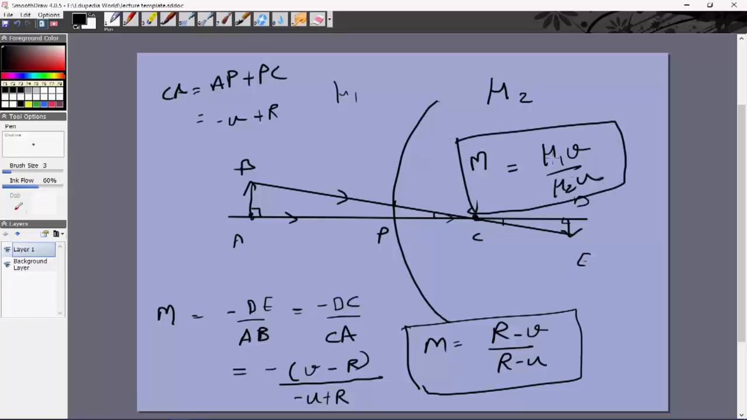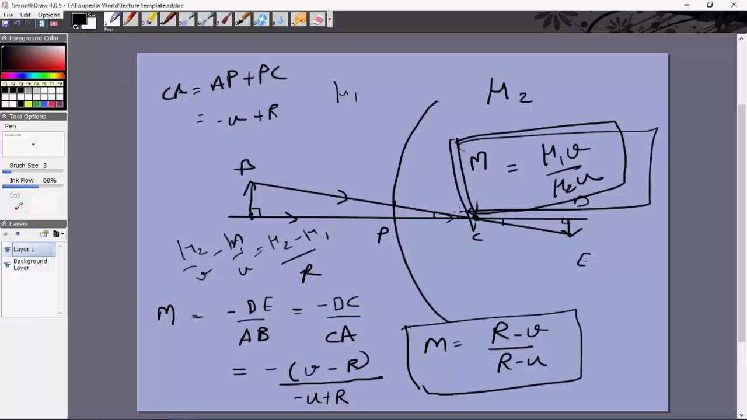You have to prove that mu1v by mu2u is equal to this term, and that can be easily proved using the spherical refraction formula. Mu2 by v minus mu1 by u is equal to mu2 minus mu1 by r. So this is the final formula for magnification, mu1v by mu2u. In this case, we see that u is negative but v is positive, so the magnification automatically will come out to be negative. Right, so this is including the sign.